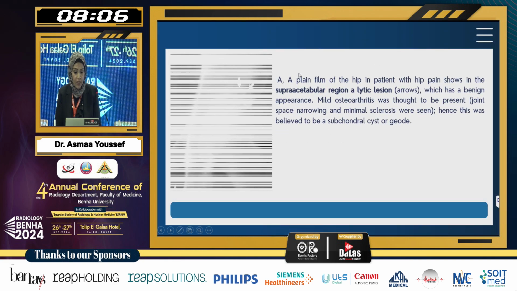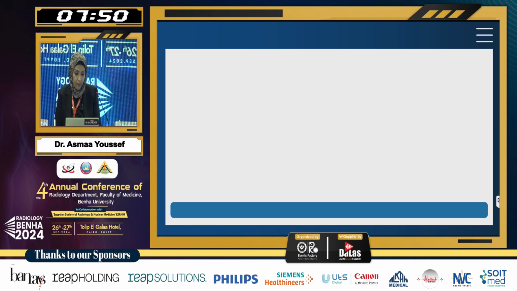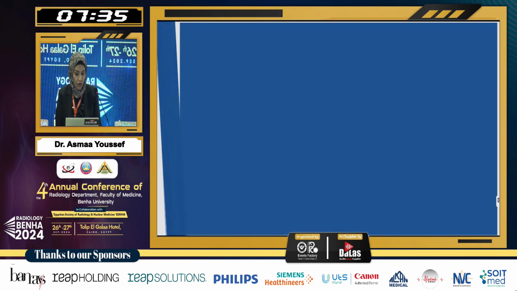radiographically. As we see here, this plain film of the hip in a patient with hip pain shows a lytic lesion in the supraacetabular region, which has a benign appearance, and there are also mild osteoarthritic changes such as sclerosis and joint space narrowing. Hence, this was believed to be a subchondral cyst. But several years later, the same hip shows a large lytic lesion that still appears benign. The osteoarthritis has increased in severity, but because of the growth of the lesion, a biopsy was performed and it was found to be a geode. A biopsy should have been avoided.